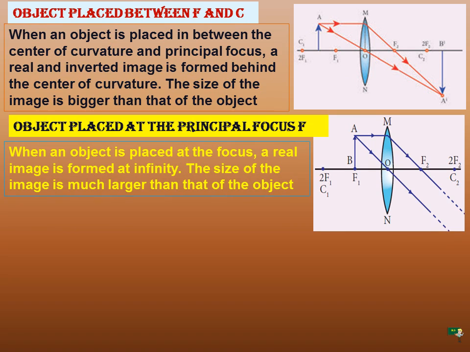Object placed at the principal focus F. What will happen? When an object is placed at the focus, a real image is formed at infinity. The size of the image is much larger than that of the object.